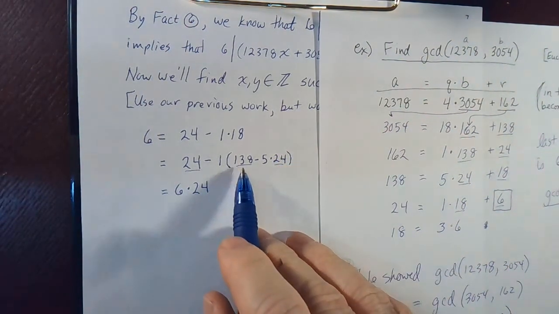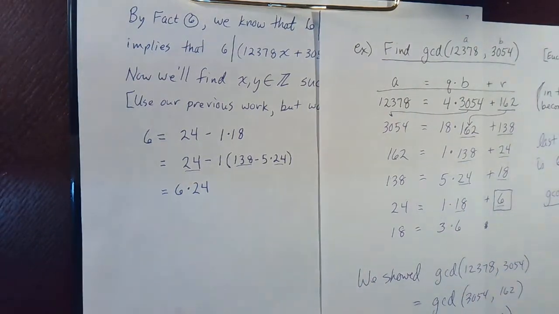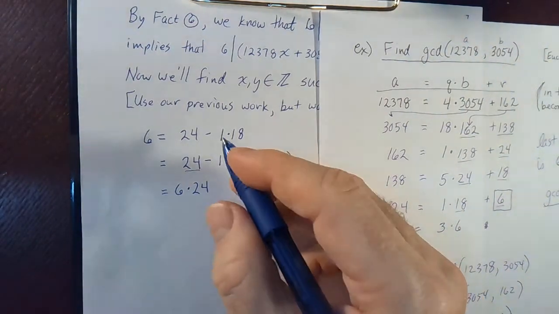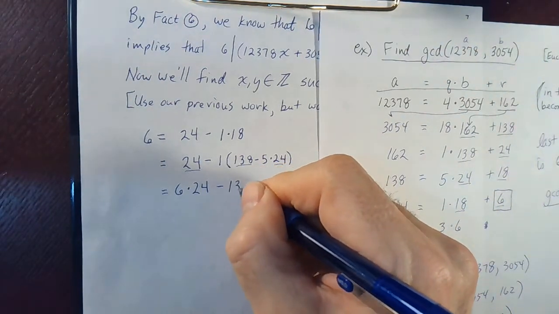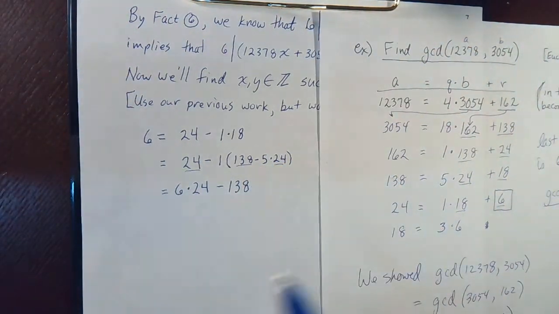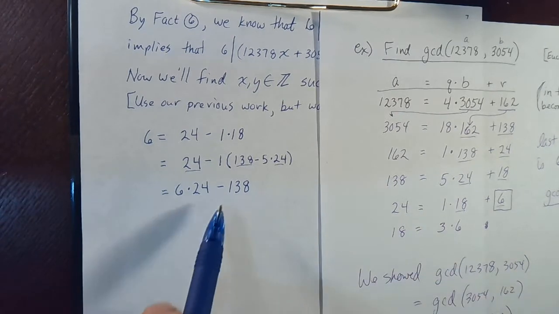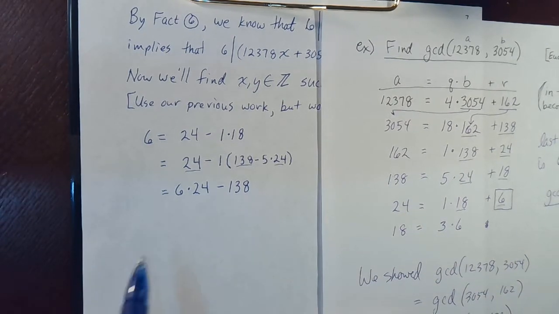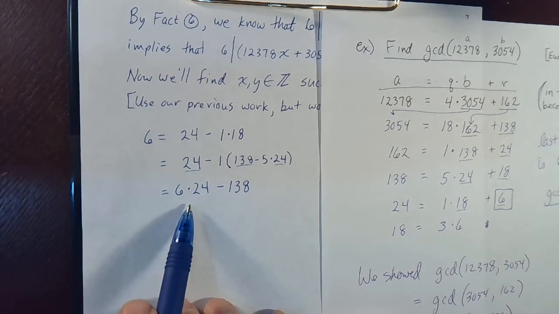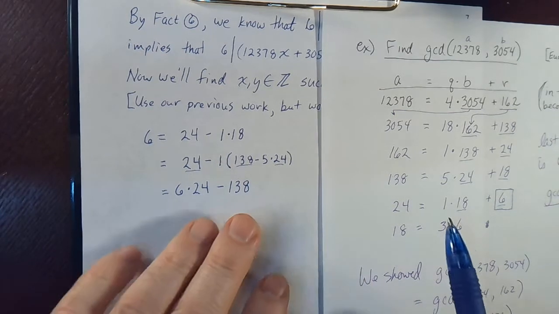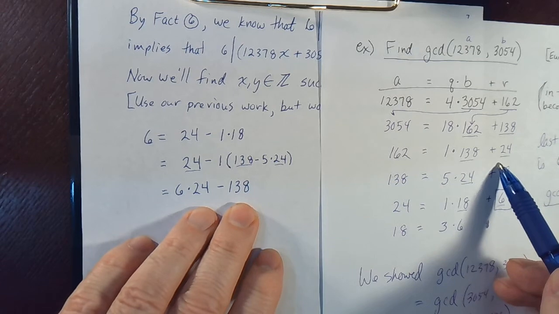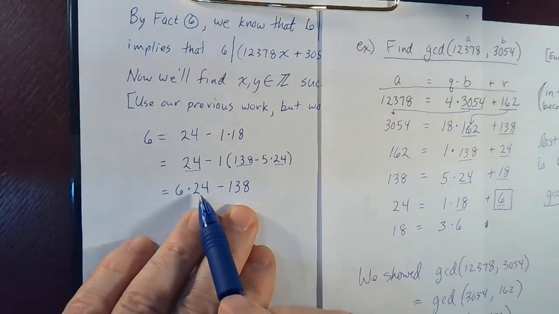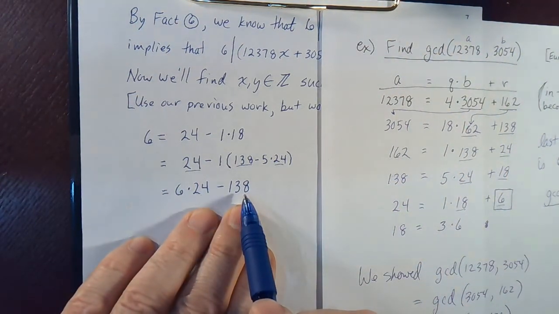And then how many 138s do I have? 1. I'm sorry, a negative 1. So I will, for now, call this minus 138. I guess I left off the minus 1 times 138, but that's not a big deal. Okay, so now we've got these. We're going to go back to this next equation. So far we know 6 is equal to 6 times 24 minus 138.